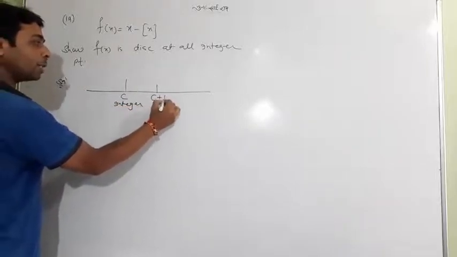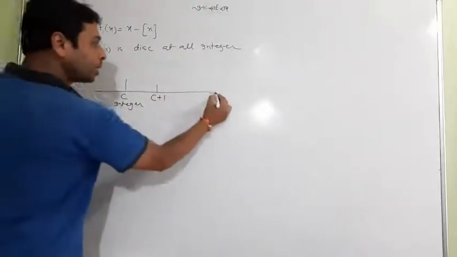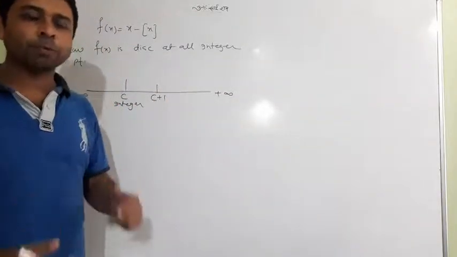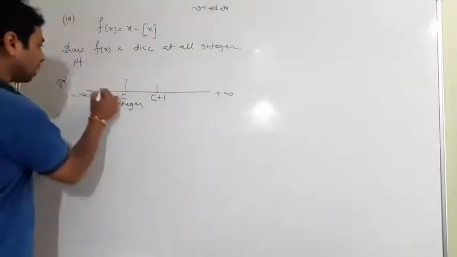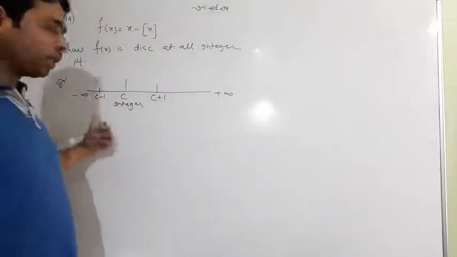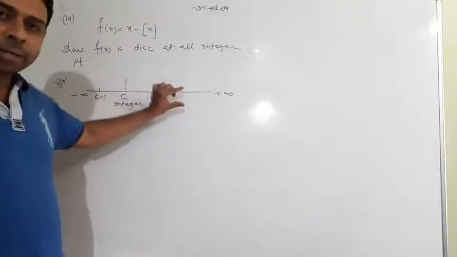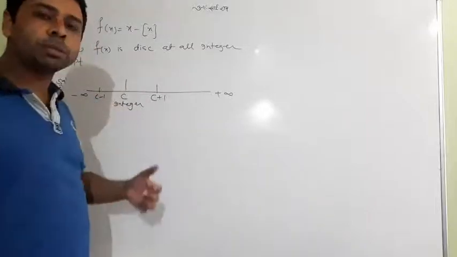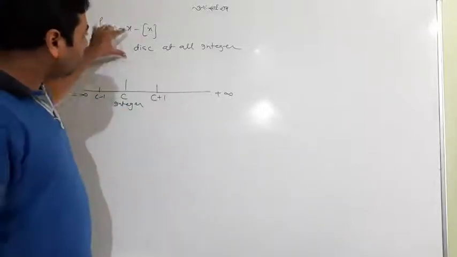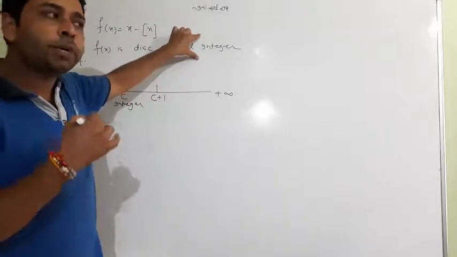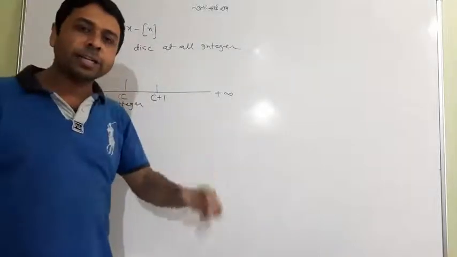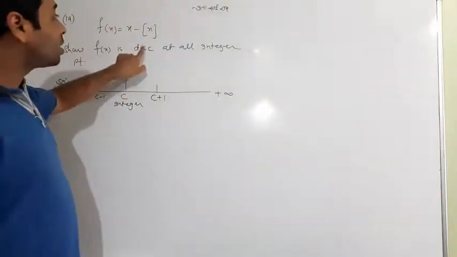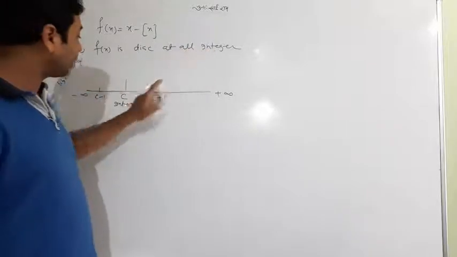So definitely the consecutive integer will be C plus 1. No matter whether it is plus infinite or minus infinite, C is an integer I am taking, and C plus 1 will be its consecutive integer. And C minus 1 is definitely the preceding integer. This is a very simple sequence: C as an integer, the next integer C plus 1 and the previous integer C minus 1. This time I cannot show this proof by taking a specific integer, so I'll take the integer as a constant value like C. C is an integer, so show that the function is discontinuous at all integers.